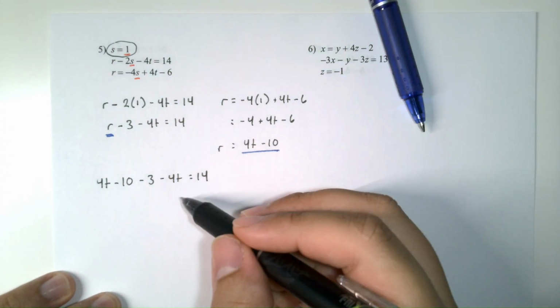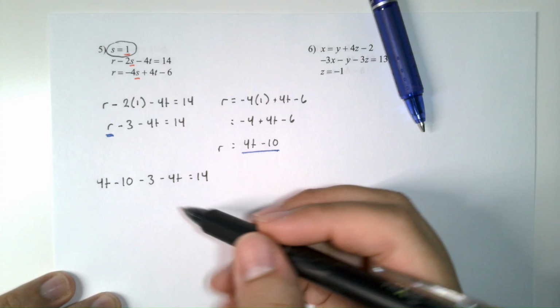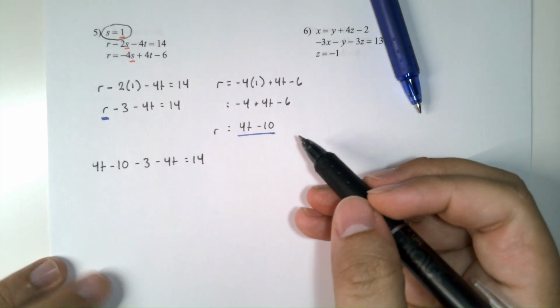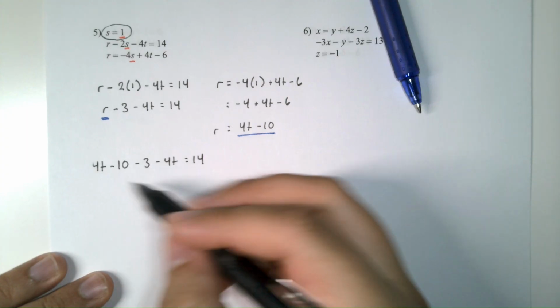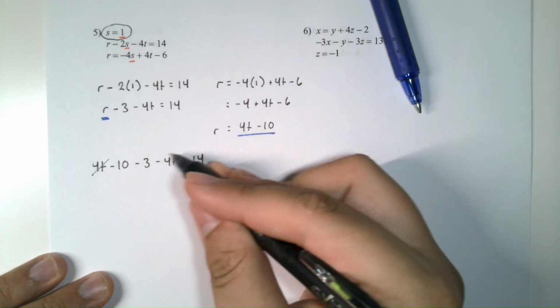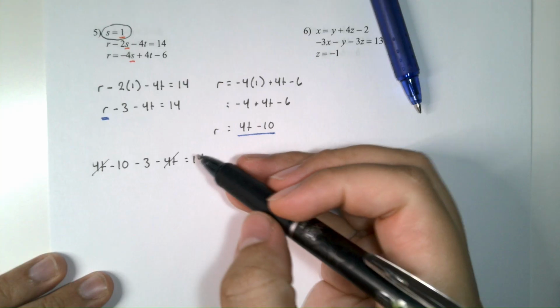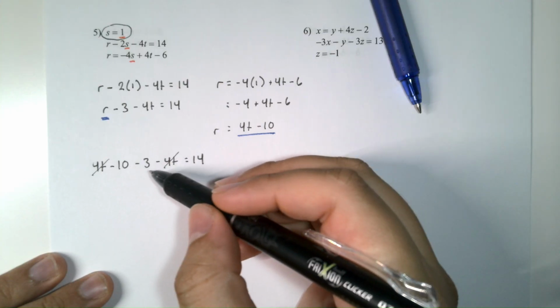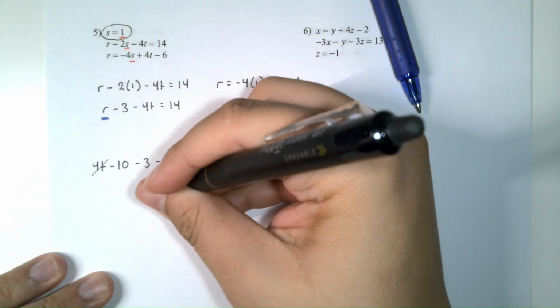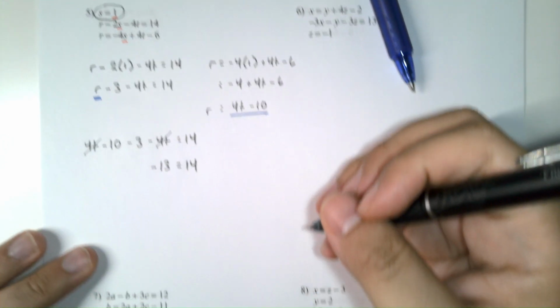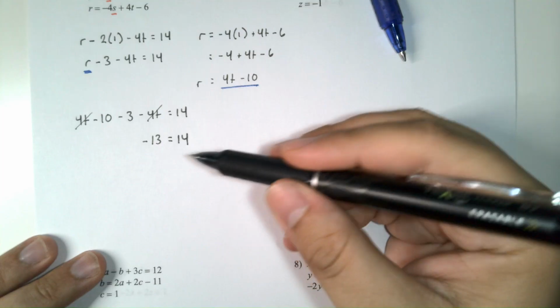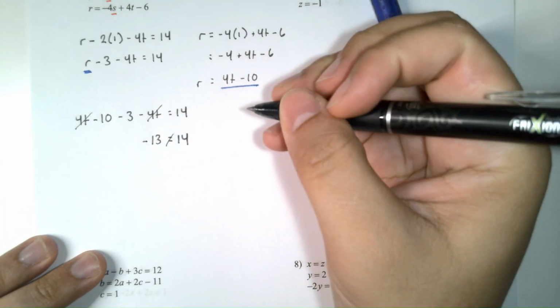That's going to allow us to get t by itself, and let's see what happens. At least we hopefully get t by itself. Because look at this. We have 4t minus 4t. Those are going to cancel. And we have negative 10 minus 3. That means we have negative 13 is equal to 14. And negative 13 is not equal to 14.